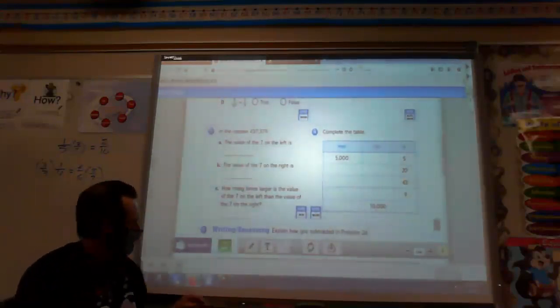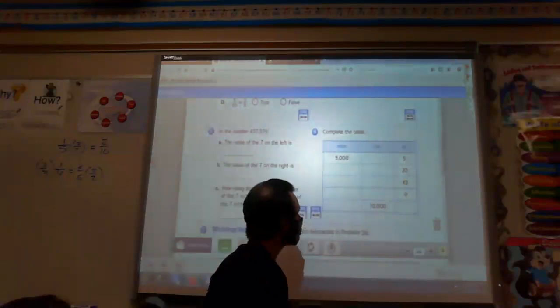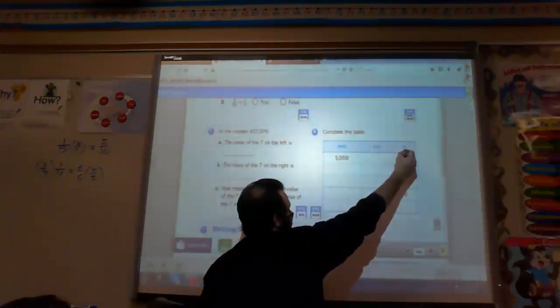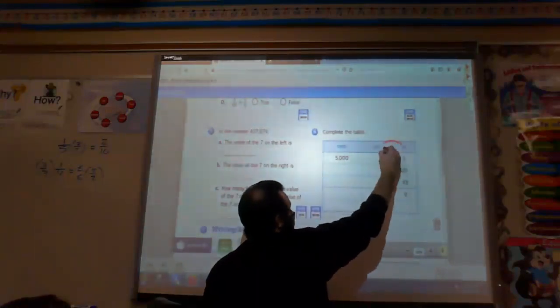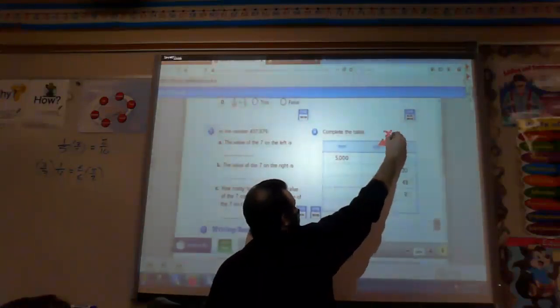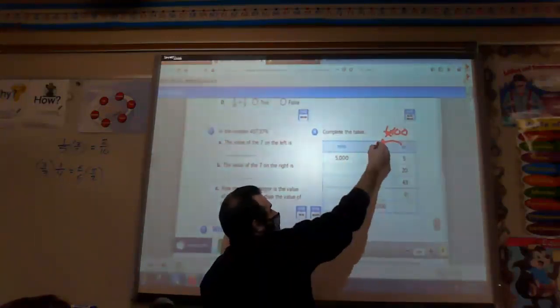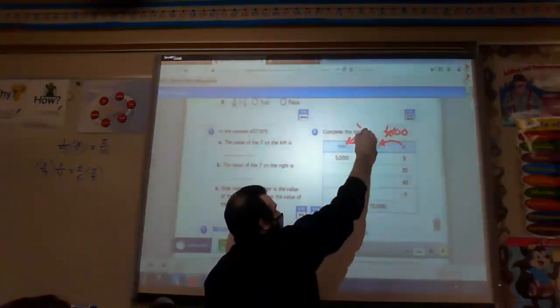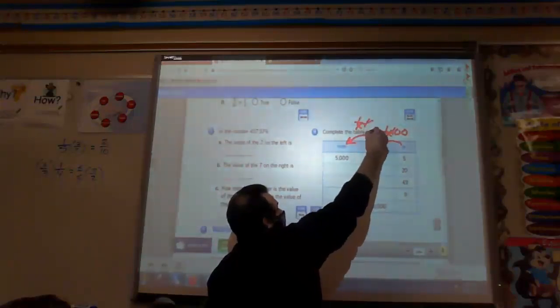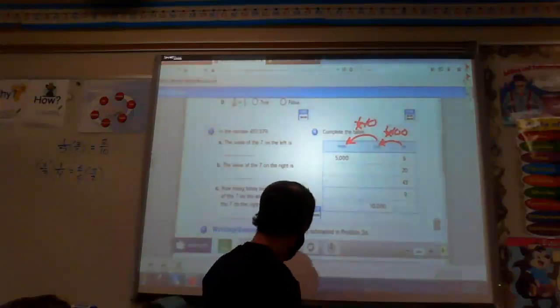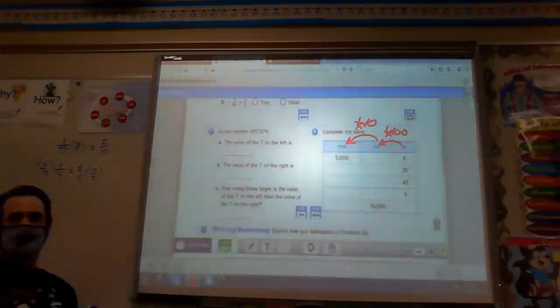Okay, I'm going to write this down for you. I'm going to go this way. 1 meter is 100 centimeters. 1 centimeter is 10 millimeters. Yeah, time to do number 5.